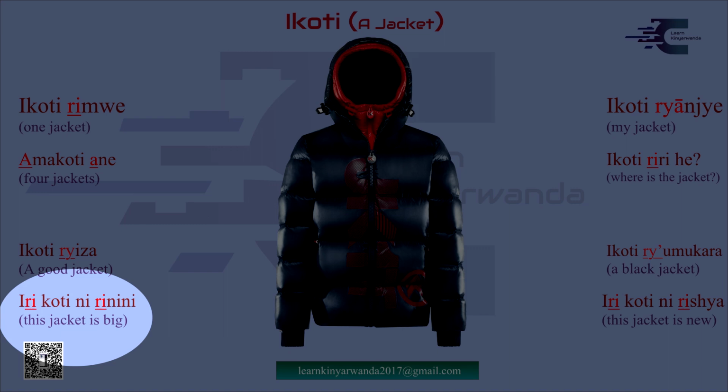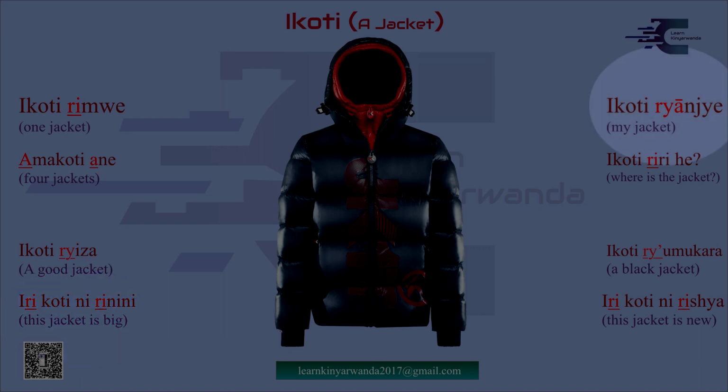Okay, let's say, for example, you want to show possession, whether a jacket belonged to maybe you. So you can say ikoti ryanjye. That means my jacket. Okay, it shows possession. Your task, I want you to try and say your jacket in Kinyarwanda. Remember to check our lesson on possessive pronouns. Okay, if you check that lesson, you will be able to say his, hers, ours.